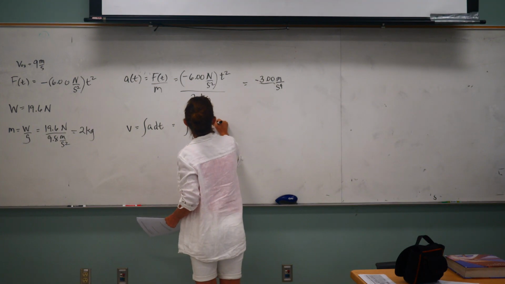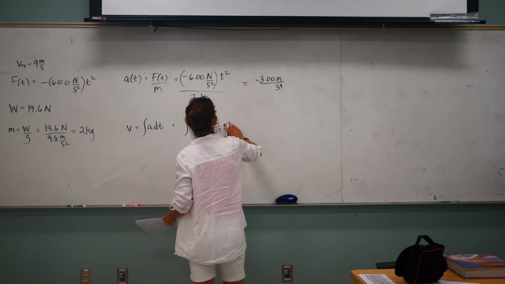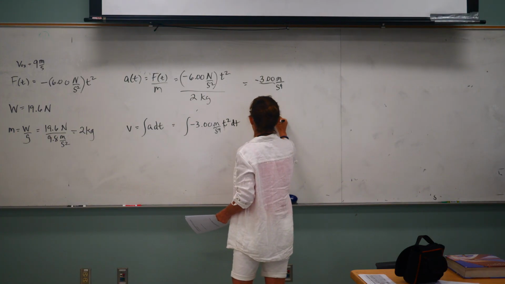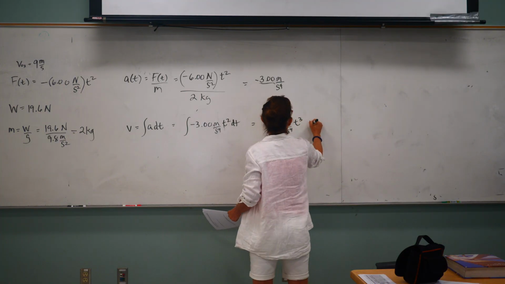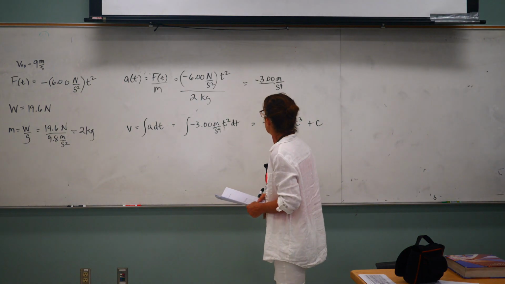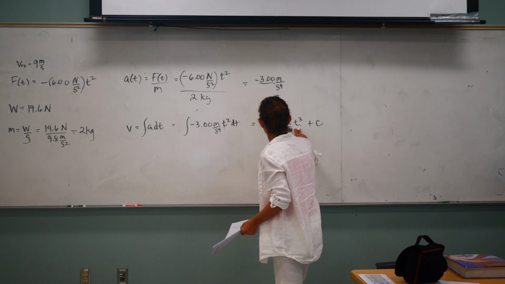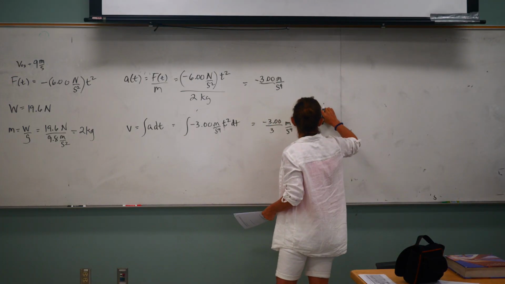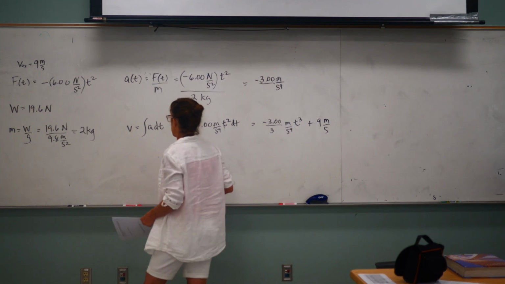So I have negative 3 meters over seconds to the fourth times t squared dt. And that's going to give me negative 3.00 over 3 meters over seconds to the fourth t cubed plus c. All right, c will be obtained using initial conditions. So I know v at 0 is 9 meters per second. If I put 0 in here, my v is 9 meters per second. That will make c equal to 9 meters per second. So that's my expression for velocity.